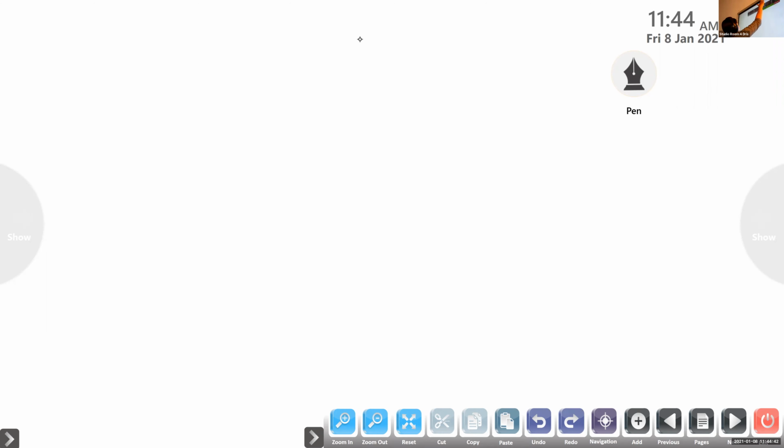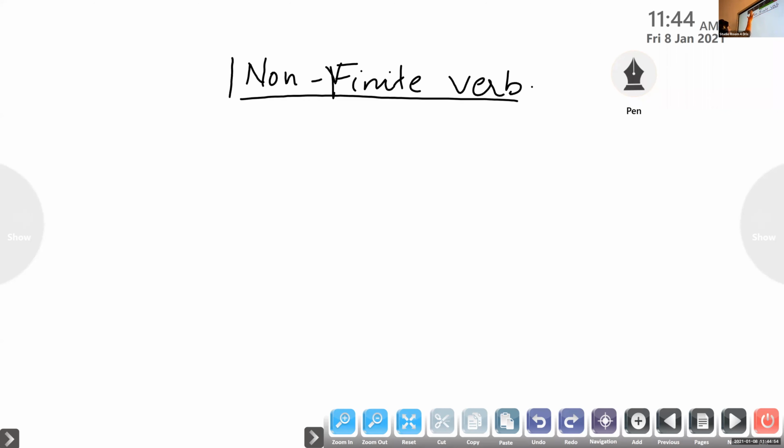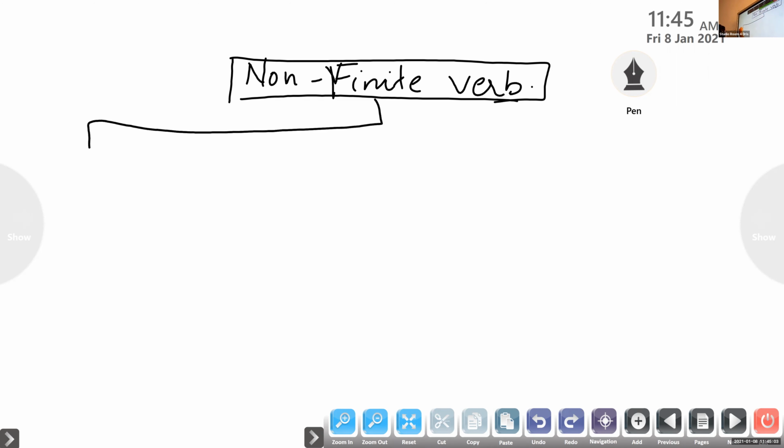Okay, heading. All of you write the heading, non-finite verb, and put it in a small box. We are going to divide this non-finite verb into 3. Non-finite verbs are of 3 types.